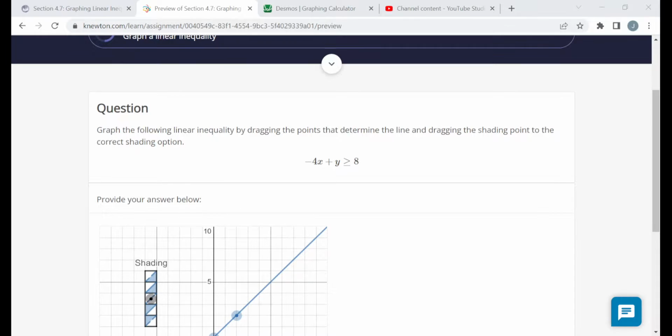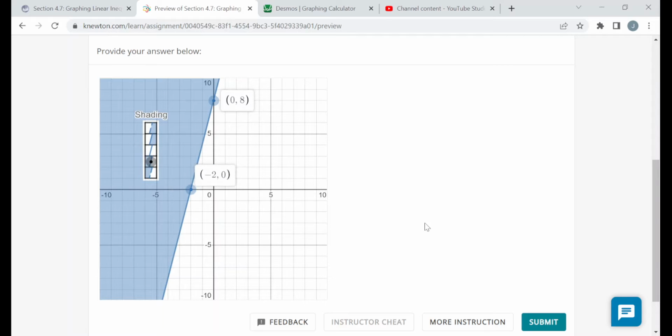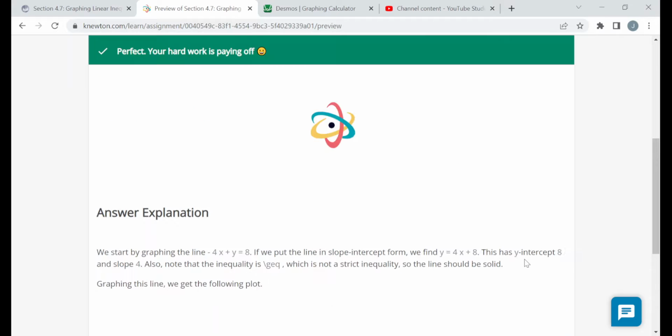All right, so back on the assignment, moving the points around. Again, the intercepts are negative 2, 0, and 0, 8. Just click on them, make sure I got them in the right spots. And then I want a solid line with the shading above it. That looks like this fourth box here. Great.